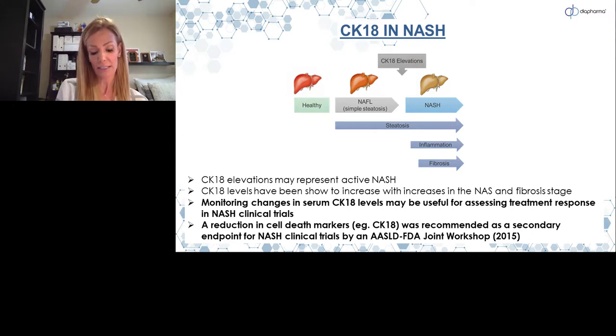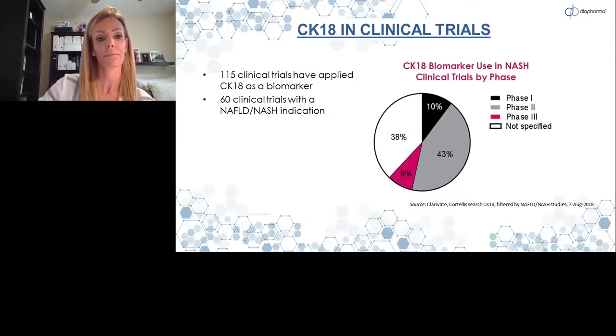So monitoring changes in CK18 levels in NASH clinical trials may be useful for monitoring treatment response and for assessing efficacy, especially in early phase trials before there's manifestation of histological changes. And in 2015, a joint workshop of the FDA and the American Association for the Study of Liver Diseases recommended a reduction in cell death markers, such as CK18, as secondary endpoints for NASH clinical trials. And CK18 has been widely used as a biomarker in clinical trials.